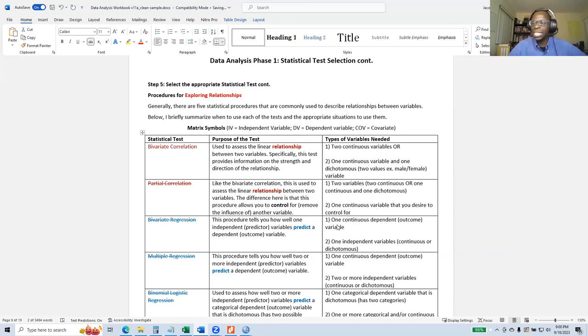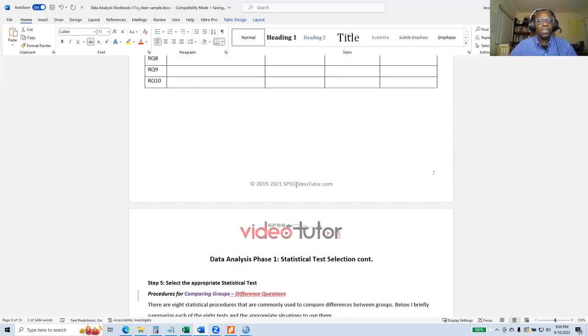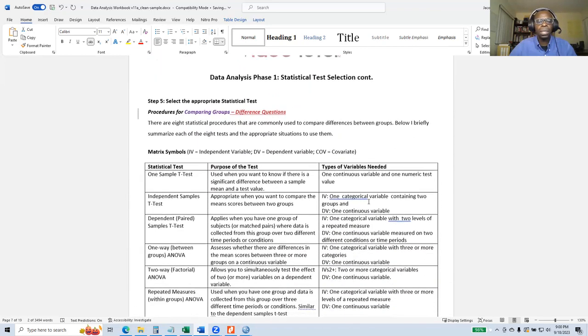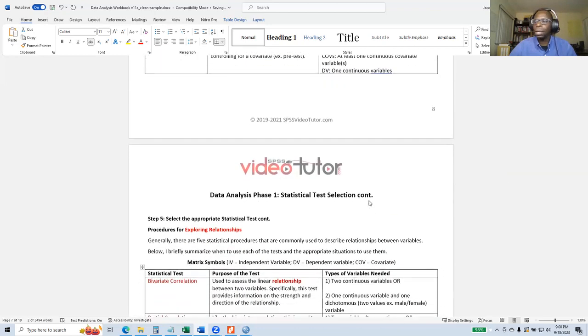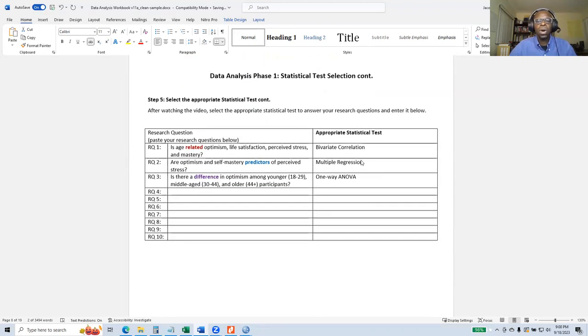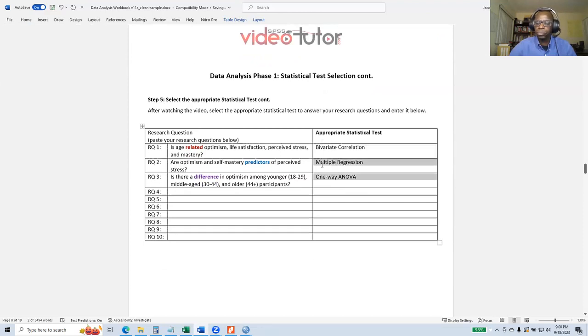Do you see how we did that? If you saw how I came up with bivariate correlation, type in a 1. If you have a question, type in a Q. All right. So we type in bivariate correlation for that question.